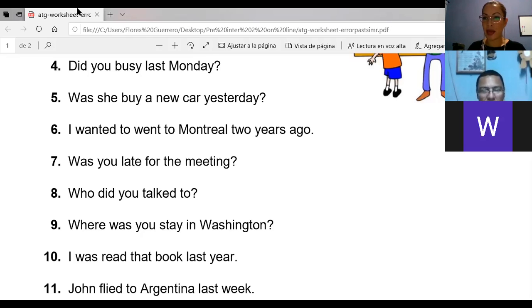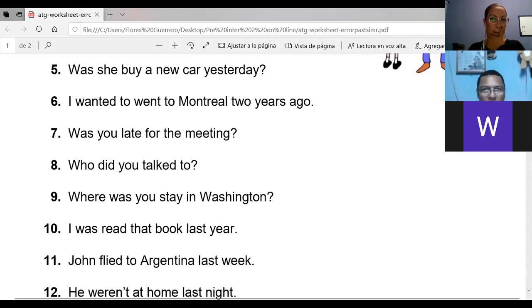And we have William there. ¿Qué se había hecho, William? Para conectarme porque nos mudamos de casa.